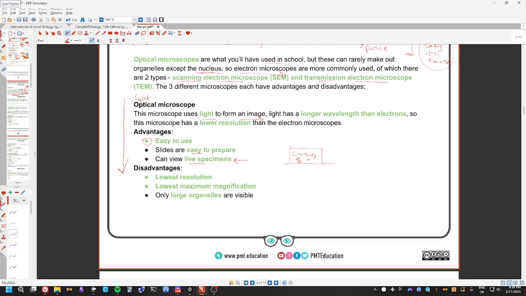Light has a longer wavelength than electrons, so the microscope has a lower resolution. This is going to be your disadvantage: lower resolution. Why? Because light has a larger wavelength. If you remember, in physics in my previous video, when we had a larger wavelength, and that was going towards the scanning image, since the larger wavelength covers a larger area, the small minute changes in the surface cannot be scanned. Something like that. I don't remember the exact words.